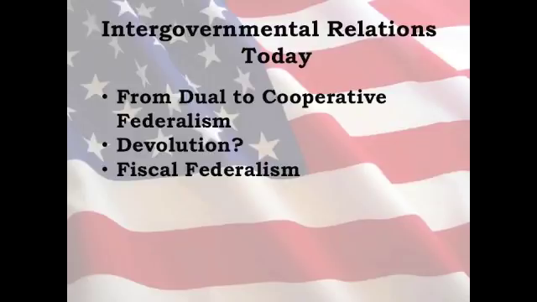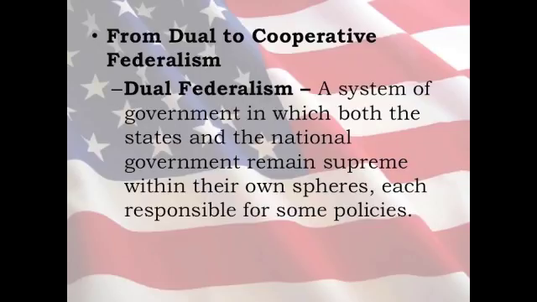One way to understand the changes in American federalism is to contrast dual federalism with cooperative federalism. Before the national government began to assume a position of dominance, the American system leaned towards dual federalism, a system under which states and the national government each remain supreme within their own spheres.